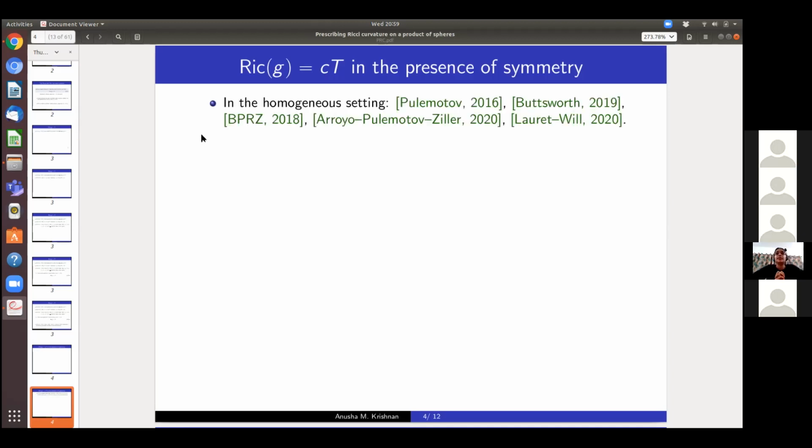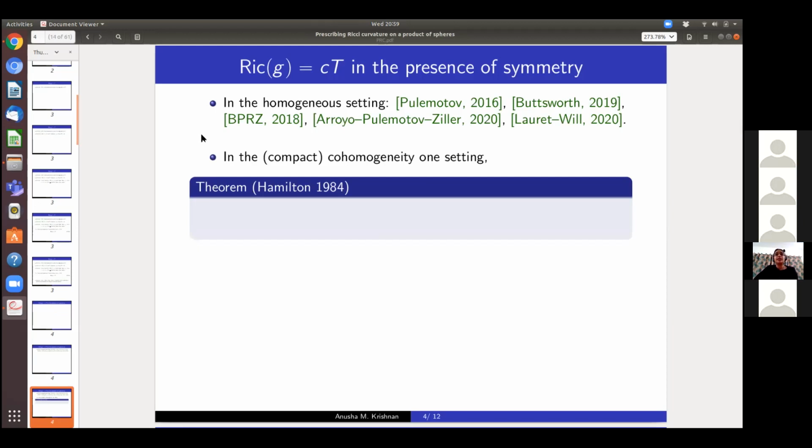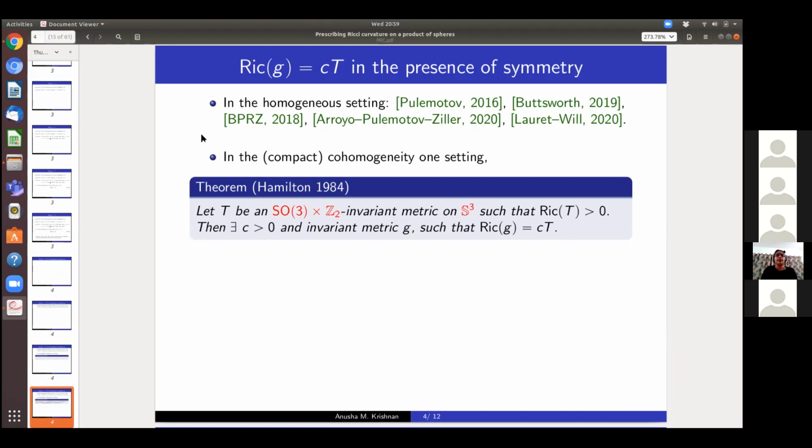In recent years, there has been a lot of work on this equation in the homogeneous setting by a number of authors studying existence questions on homogeneous spaces and Lie groups, looking at Ricci iteration, looking at the Ricci inversion on the space of invariant metrics on homogeneous spaces. However, in the compact cohomogeneity 1 setting, until recently, the only existence result known was the following work of Hamilton, which says that if T is an invariant rotationally symmetric metric on the 3-sphere, so that its own Ricci curvature is positive, then this equation has a solution.